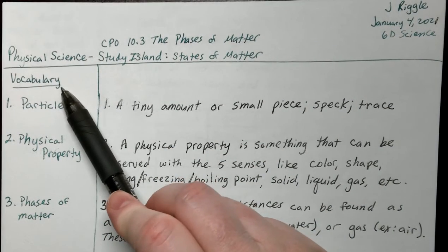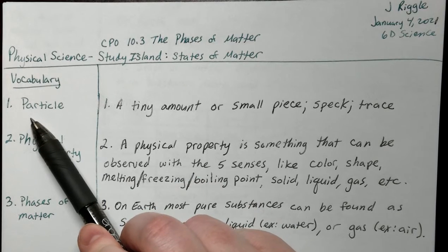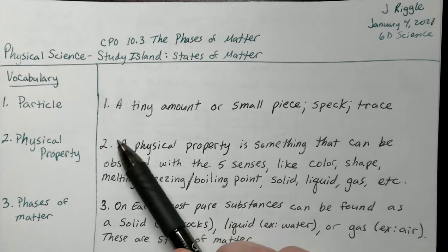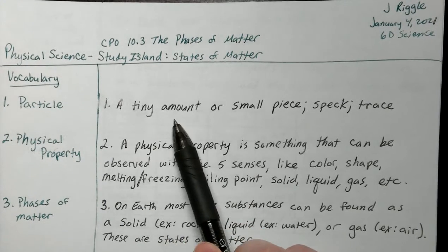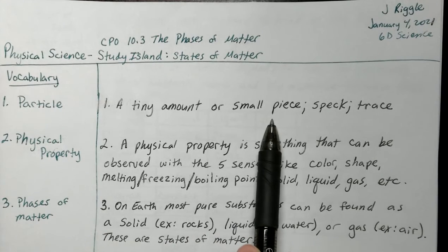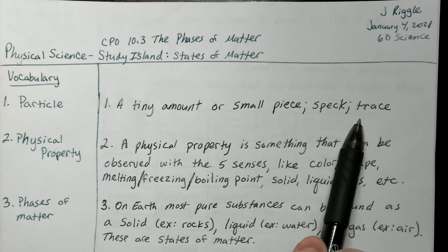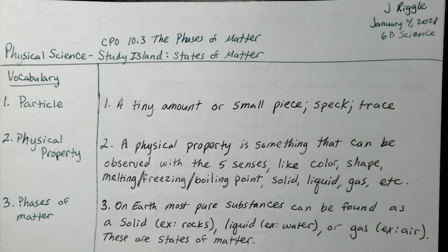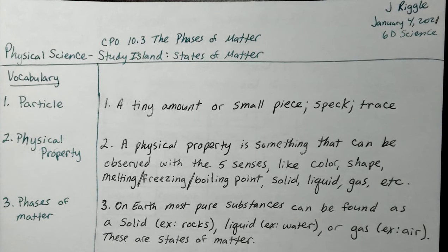First, we're going to start with some vocabulary. Number 1, particle. A particle is a tiny amount or a small piece, speck or a trace. So it's like something really small. It's normally something that we can't even really see with our bare eyes.